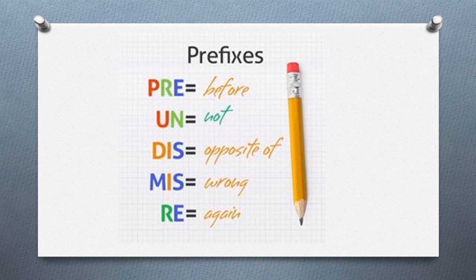Pre means before. Un means not. Dis means the opposite of. Mis means wrong. And re means again. Let's go through some examples of words with prefixes added to them and their meanings.